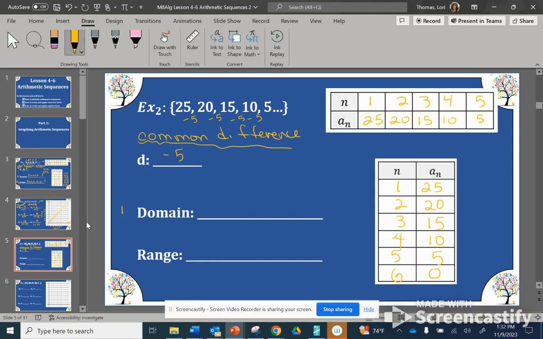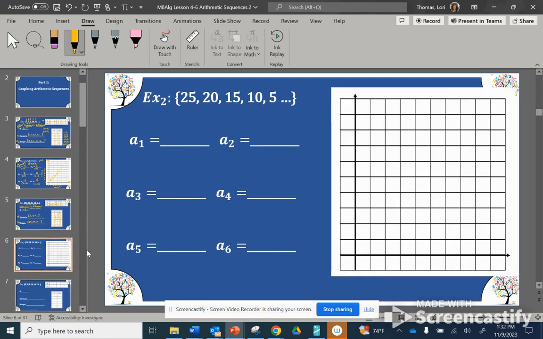So our domain, our n values, we have a first term, a second position, a third one, and so on. And then the range are the output values, which are the sequence terms themselves. So 25, 20, 15, enough values that you can see the pattern. And let's graph this. So a sub 1 equals 25, a sub 2 equals 20. So this would be 1, comma 25.